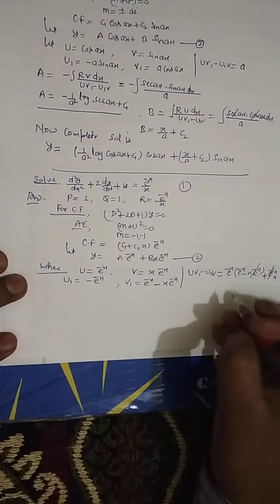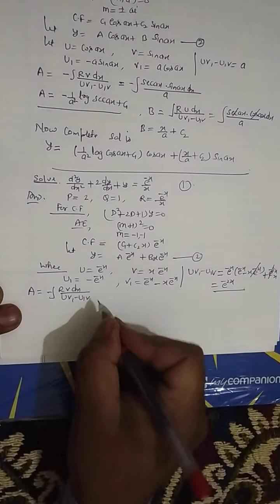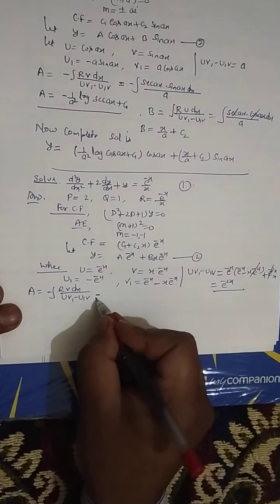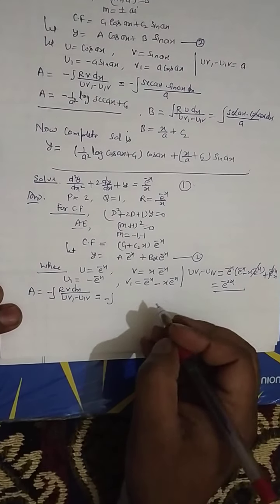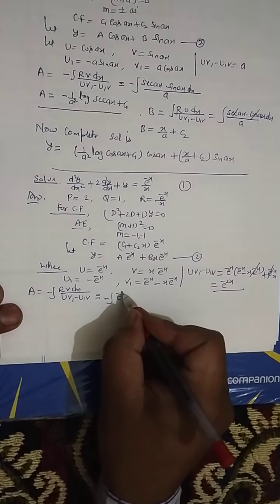We have A is equal to minus integration of Rv dx upon uv1 minus u1v plus arbitrary constant. After this, minus integration of r, e to the power minus x upon x, v, x e to the power minus x, over uv1 minus u1v, e to the power minus 2x dx, cancelled by this, is equal to minus x plus c1.